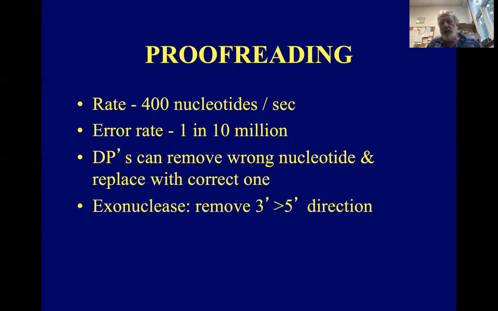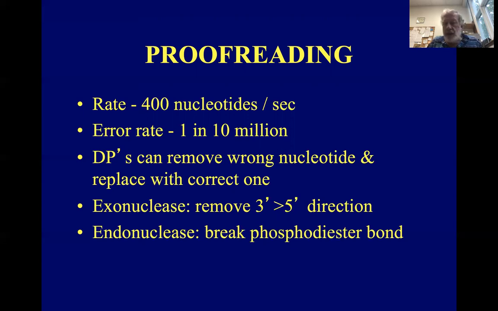They have exonuclease activity, which means they can remove the nucleotides in the opposite direction from which they were laid down. They can only be laid down 5' to 3'. Exonuclease means they can remove them 3' to 5'. They also have endonuclease activity, which means they can come in and cut the sugar phosphate backbone to pluck out individual nucleotides that are not the right ones.